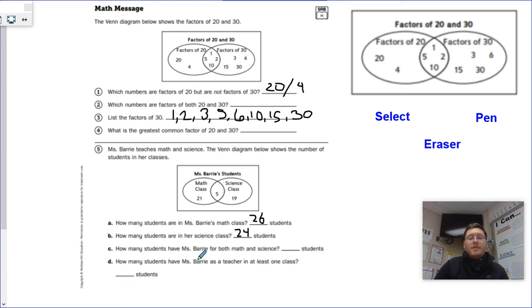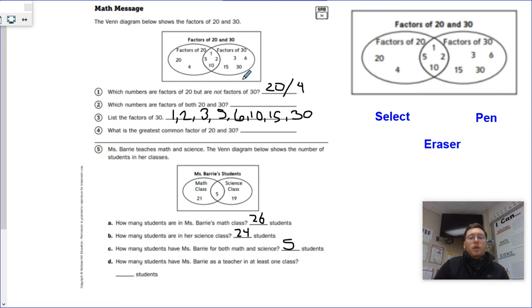How many students have Miss Berry for both math and science? Only 5 students. And then how many students have Miss Berry as a teacher in at least one class? I'll let you figure this out because this one can be kind of tricky if you're not very careful.